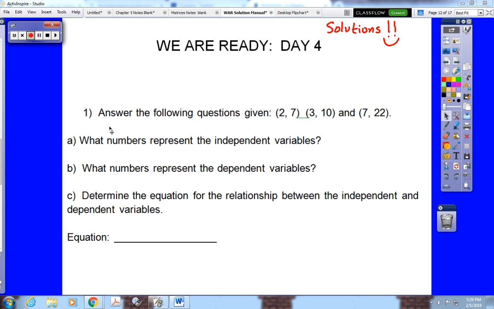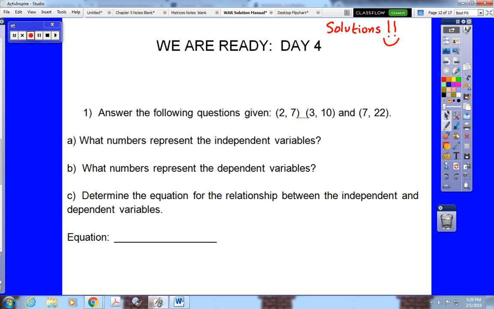We put a lot of emphasis in school on the open-ended already. So here we have 3 points. We're asked a number of things about that. We're asked the independent variables, the dependent variables, and to determine an equation.